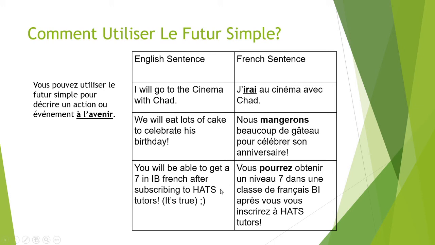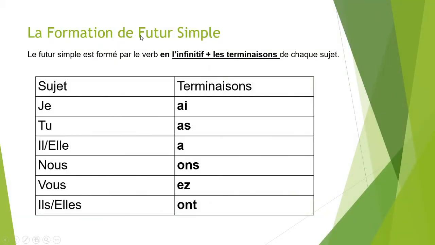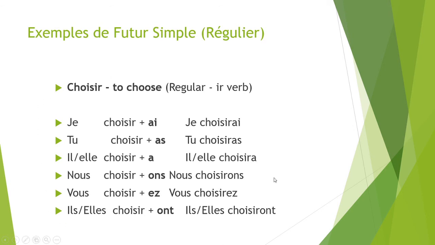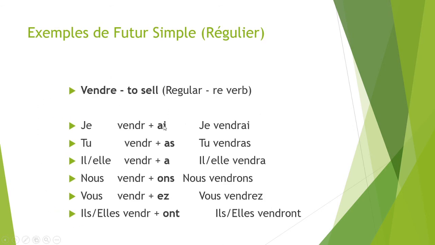And now, if you want to stick around for a quick review, I'll be going over that. Alright, so let's quickly go over the future simple. So you form it by taking the verb in infinitive and you add the following endings to it based on the subject. Some examples of the future simple: with regular er verbs, you keep the infinitive, add the endings. Same idea for ir verbs. And for re verbs, you just gotta take out the e in the infinitive and you add the respective endings.